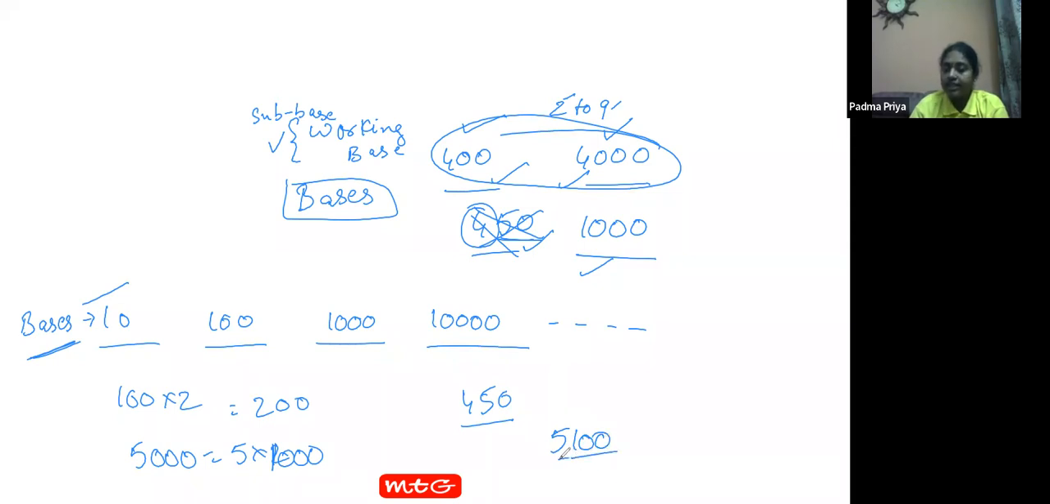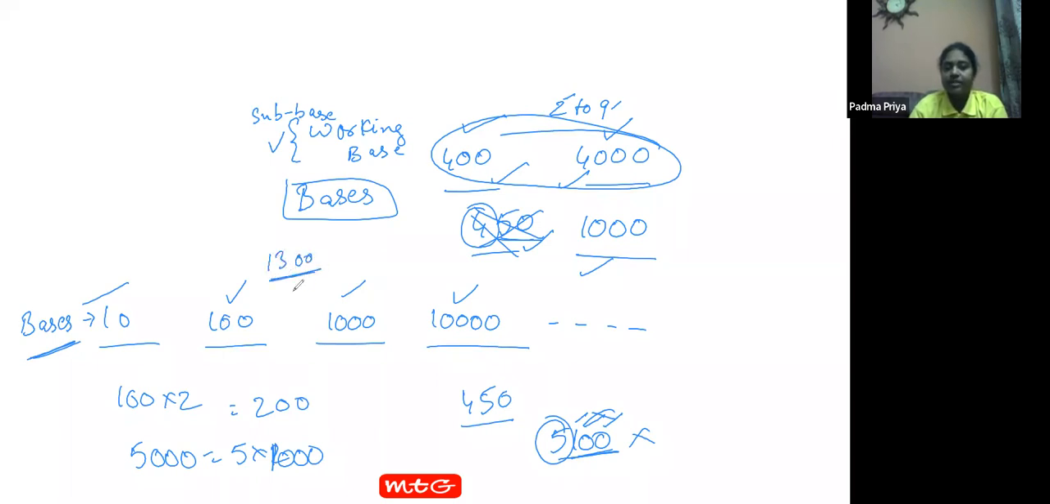Why? All the digits should be zero other than the leftmost. Are all the digits zero here? No. There's a one over there. It can never be a sub base. So if you multiply 1,000 with 7, that will be a working base. If you multiply this with 9, that will be a sub base. If you multiply this with 3, that would be a sub base. But other than 3, if I multiply this with 13, what happens?